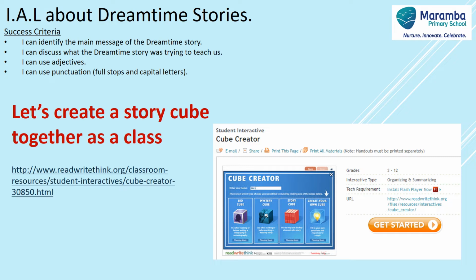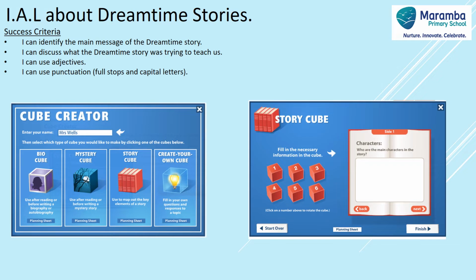So if you click on the link, you will see this little screen come up that says Cube Creator. Now on the first screen, you will need to enter your name, which I've circled here for you. And as I mentioned, we are going to create a story cube. So you need to click on the red books here. And then you will come to this next screen that says Story Cube.